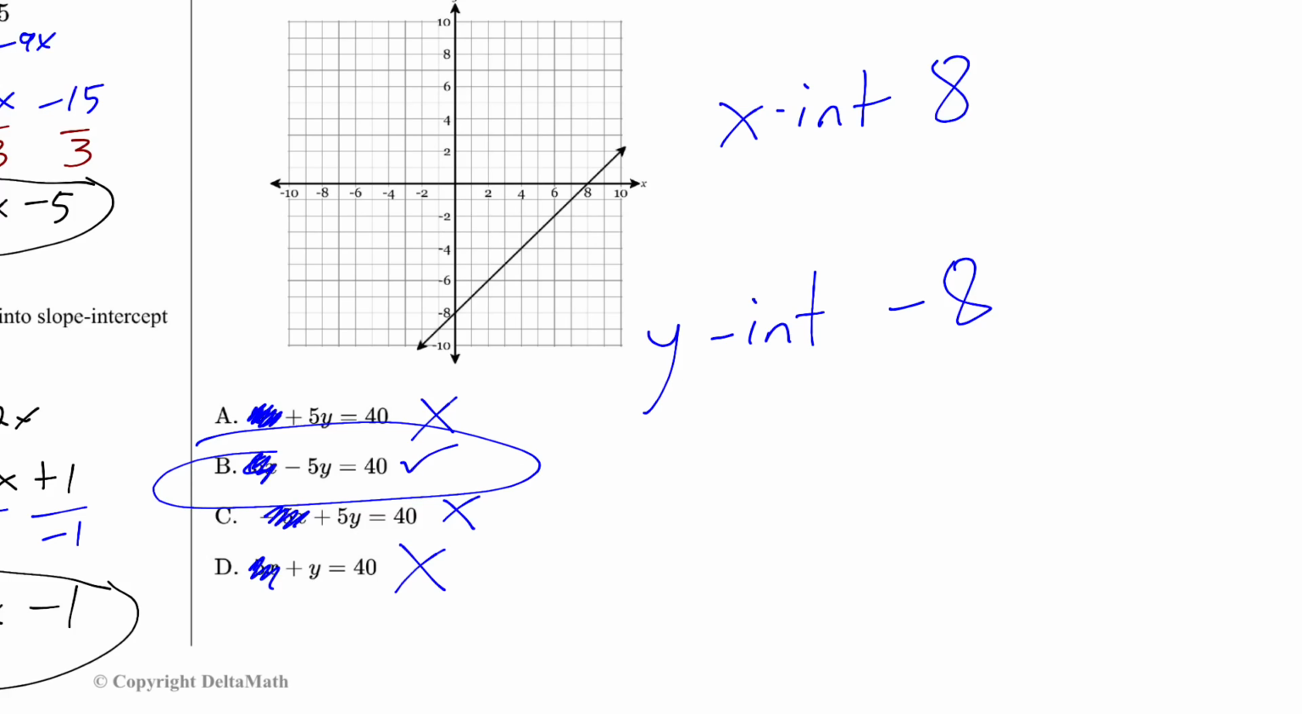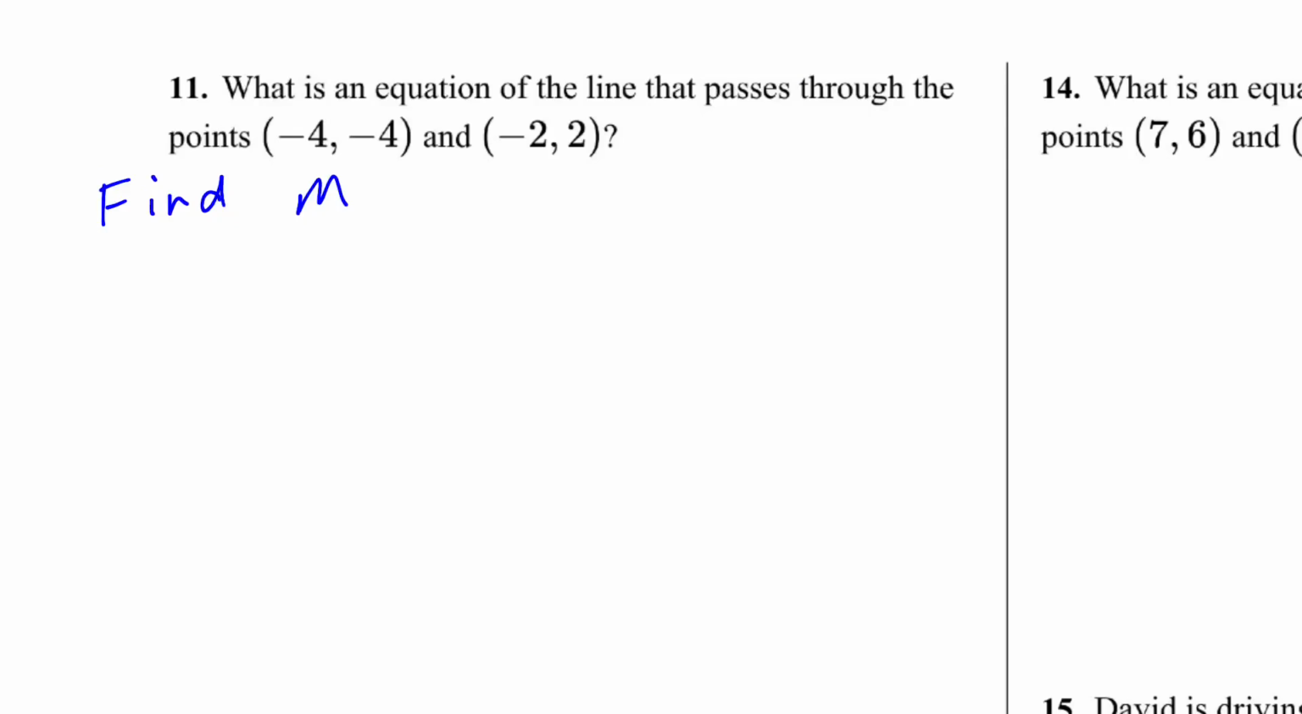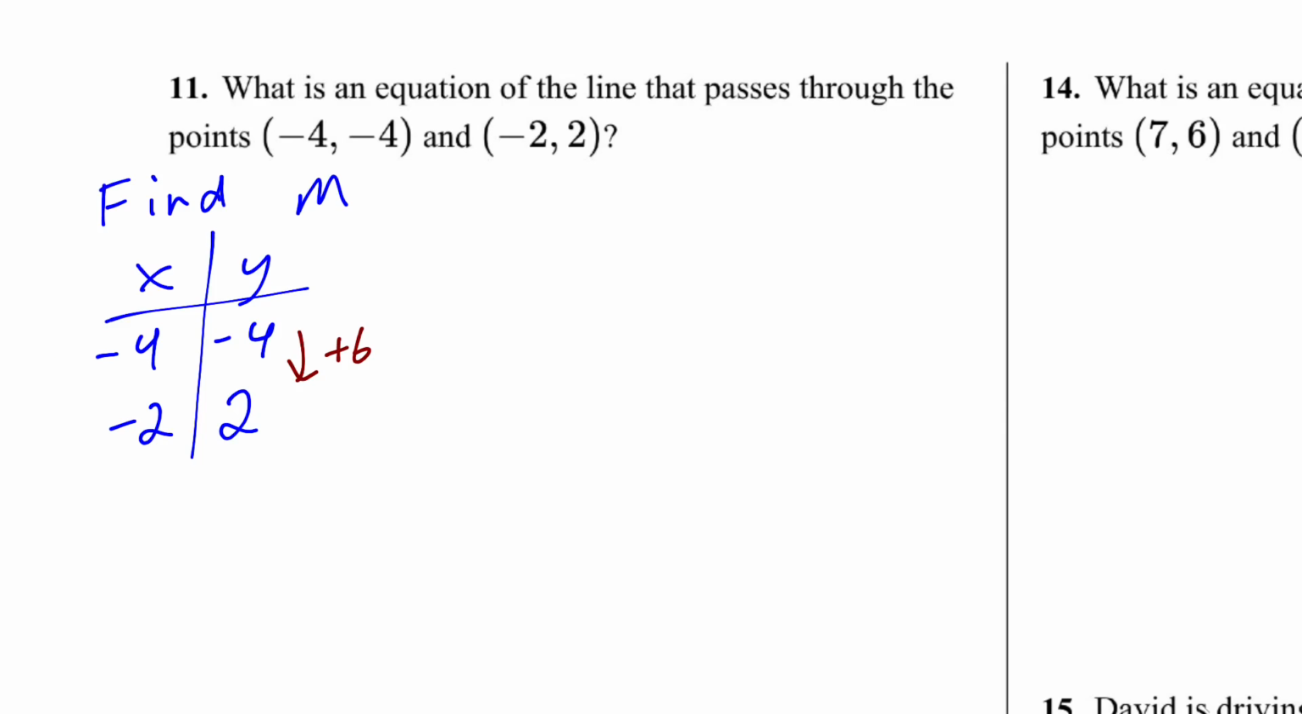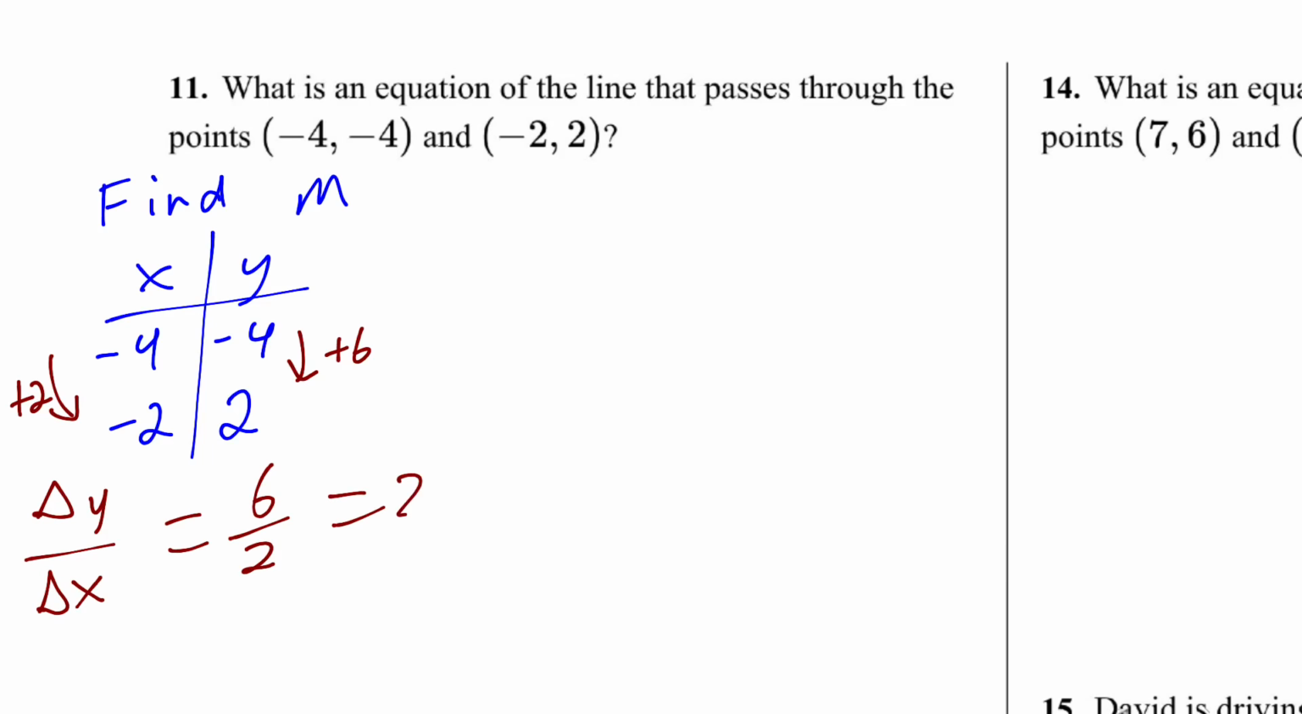I find the x and the y-intercept of each of these, and I figure out which one works for both, given the graph. First thing I do is I find m. I'm going to make a table xy. I have negative 4, and negative 2, 2. So this is going up 6, and this is going up 2. So my slope is going to be the change in y divided by the change in x, which is 6 over 2, which is just 3. If m is 3, I'm halfway there. Next, I need to find b. So the first thing I do is pick a point.